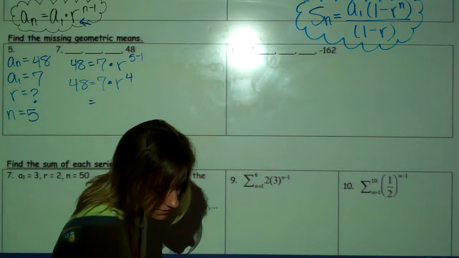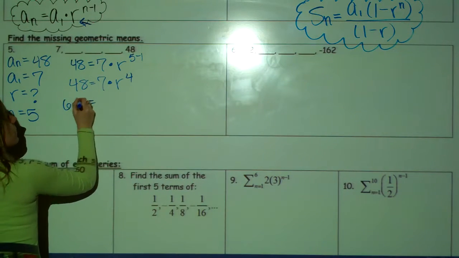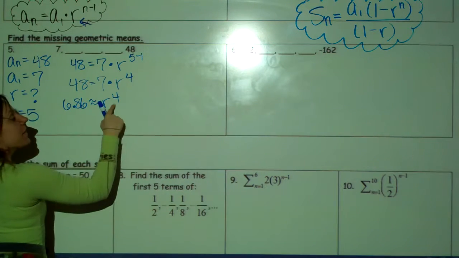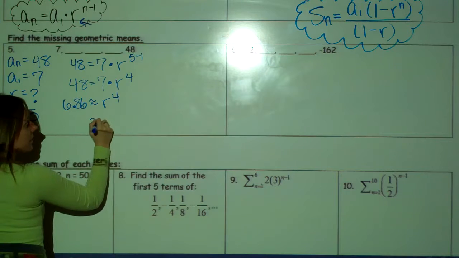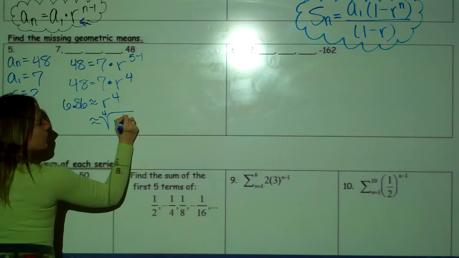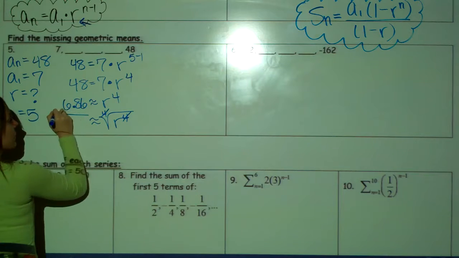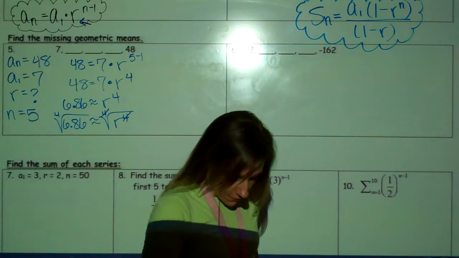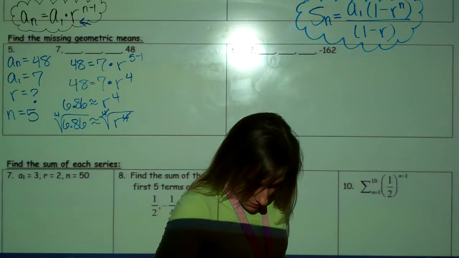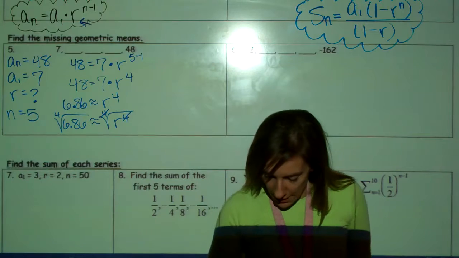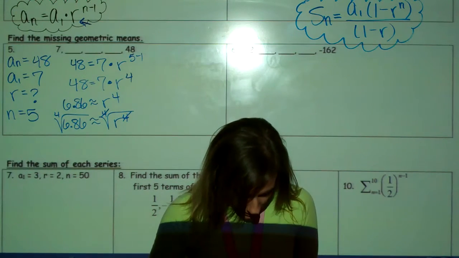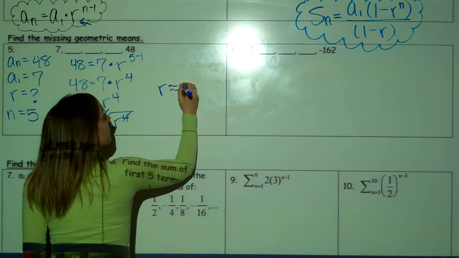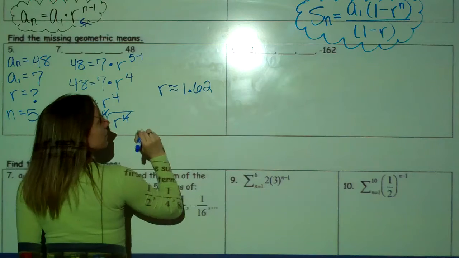Yeah, 6.86. So we'll round. Okay, and then the opposite of the 4th power, this is why we did it, is remember, the 4th root. So if I take the 4th root of 6.86, is that right? Yep. I get about 1.62. So the ratio is about 1.62, which is weird.